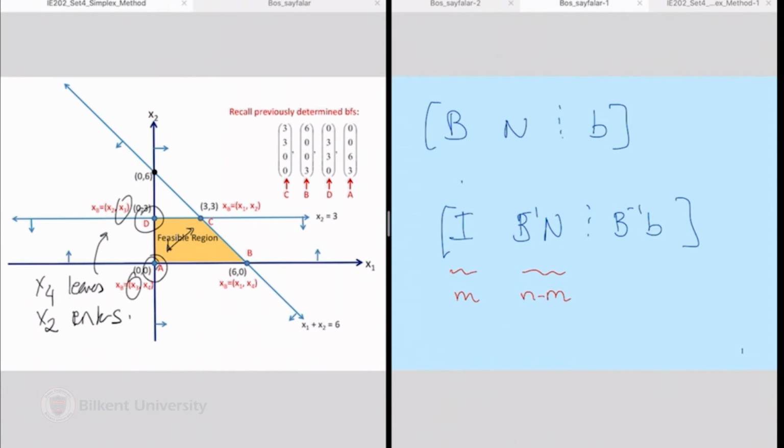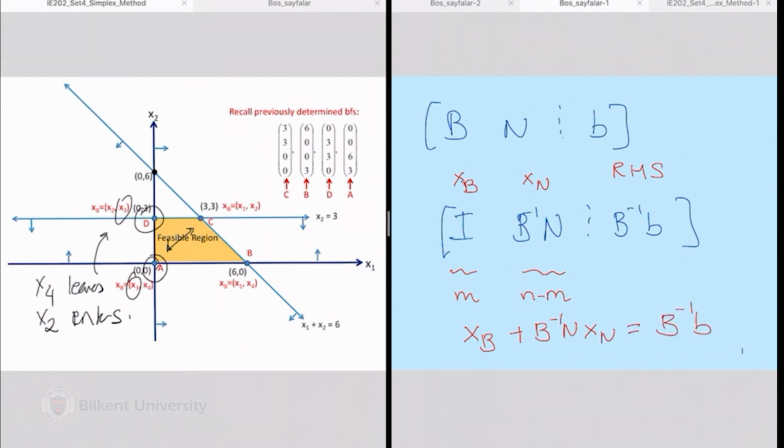Now, the first m components are my first m variables, then the remaining n minus m, all right? And I have my right-hand side. The first variables I call my basic variables, the remaining non-basic variables, and I have my right-hand side vector. Okay, so I have now represented my set of solutions in terms of the solution space. You have xB, right? So I times xB plus B inverse N times xN equals B inverse b.